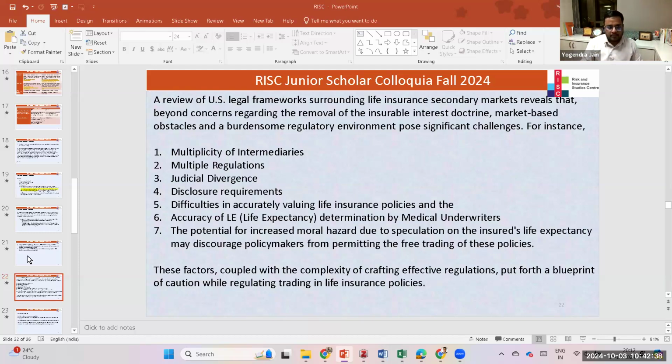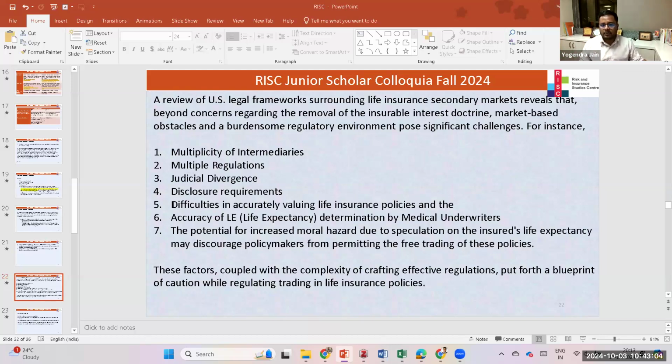Other than that, we have multiple regulations, and we need to streamline them. We have judicial divergence, so we need to come to a point where laws are passed by the parliament or the legislature to streamline it. There should be a strict disclosure requirement: life settlement companies must disclose all their assets and all the business that they're doing. So these are a few issues.